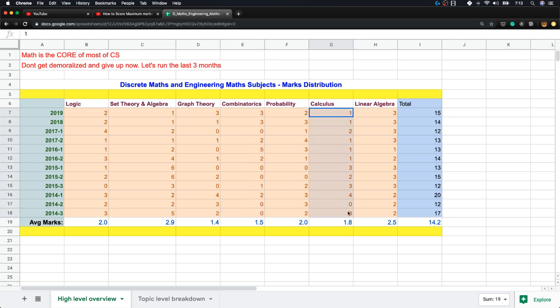Calculus, you typically get 1 or 2 marks. Again, there are a lot of topics in calculus, not too many, but this is something that we've been studying from 12th class. Again, a bunch of rules. Most of engineering mathematics is all about mapping the problem to something that you have seen. GATE math is easy. Let's be realistic about it.